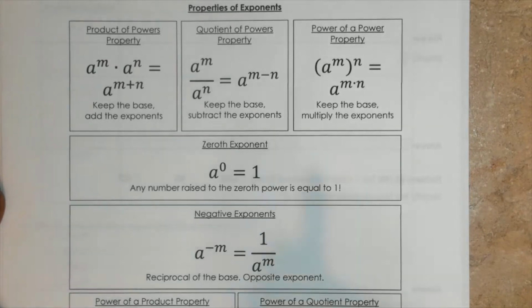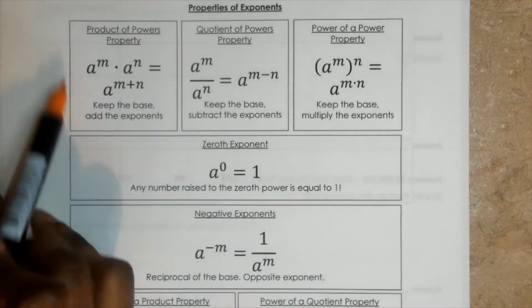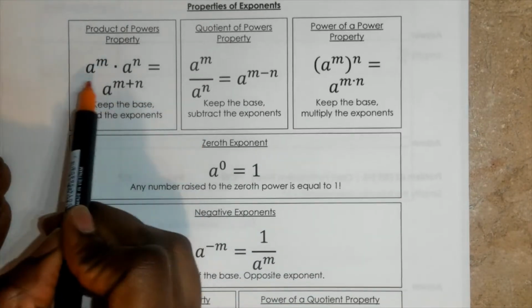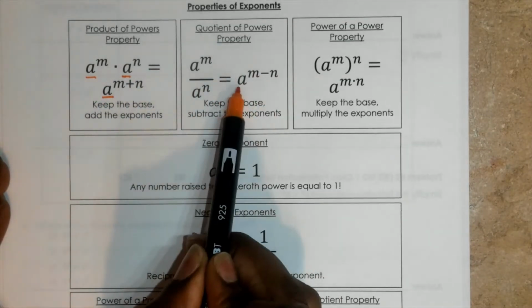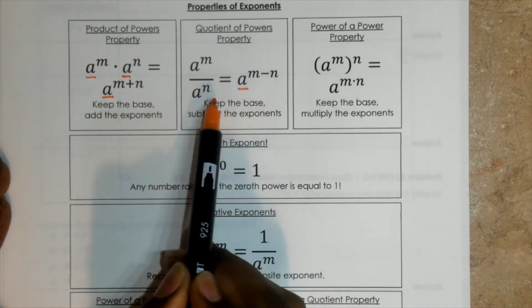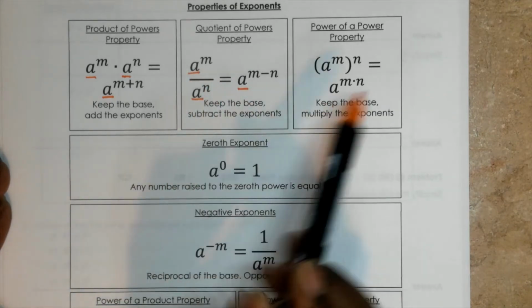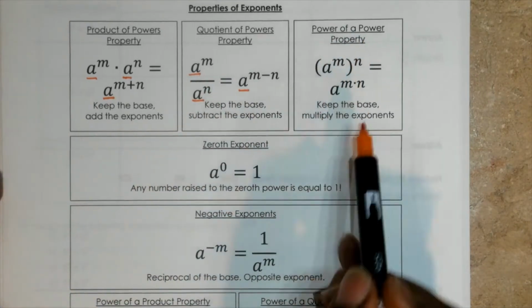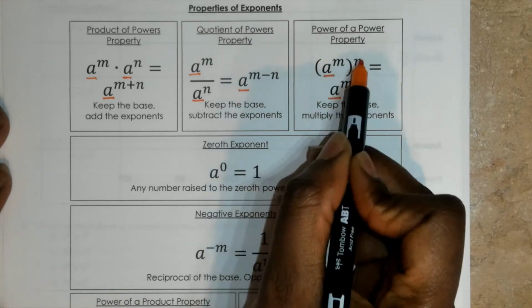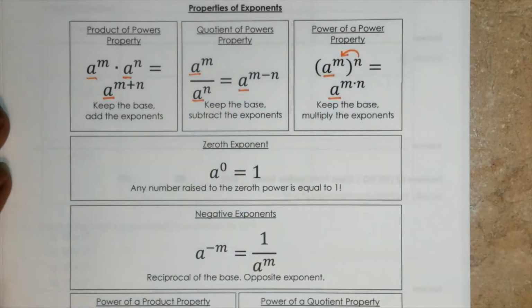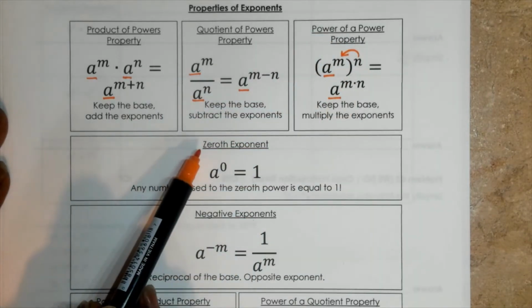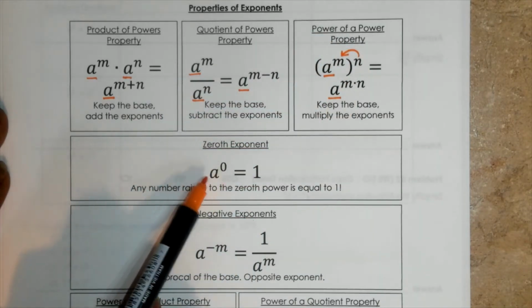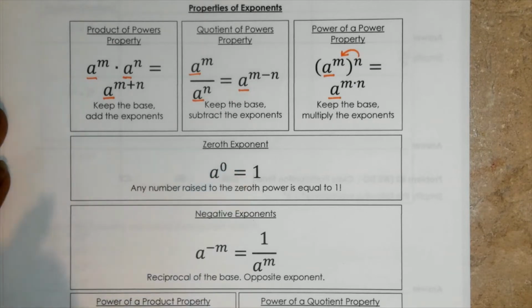These are the properties of exponents we have learned so far. The product of powers says keep the base and add the exponents when the base is the same. Quotient of powers says keep the base and subtract the exponents when the bases are the same. Power of a power property says keep the base and multiply the exponents when you are raising a power to another power. The zeroth exponent property says any number raised to the power of 0 is equal to 1.